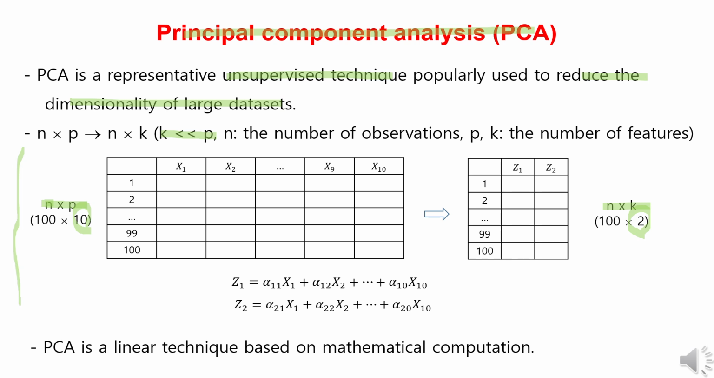Importantly, PCA doesn't simply select a subset of the original features. Instead, it performs a linear transformation to create new features, such as Z1 and Z2, thereby reducing dimensionality. Therefore, PCA is a mathematically based linear technique and is classified as a feature extraction method that transforms existing features into new ones.